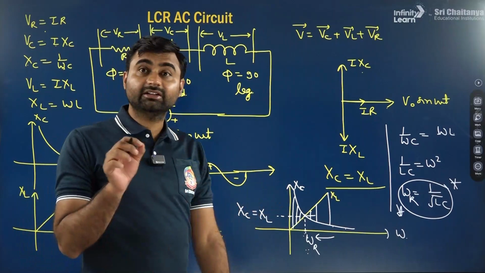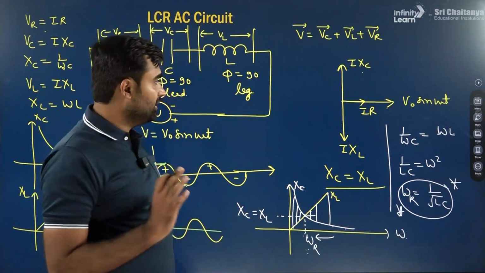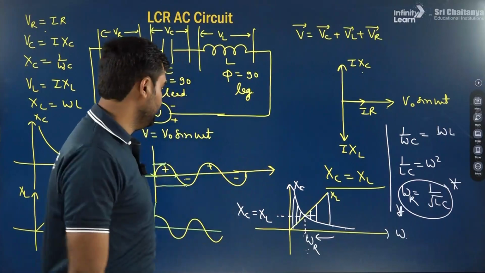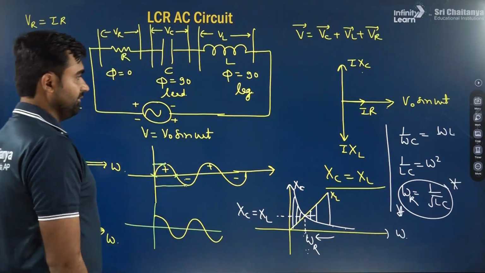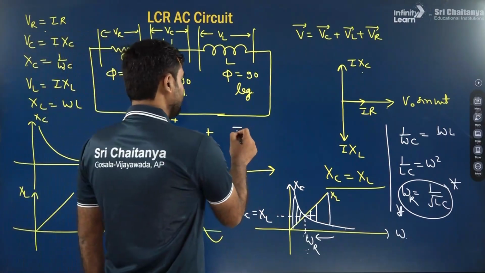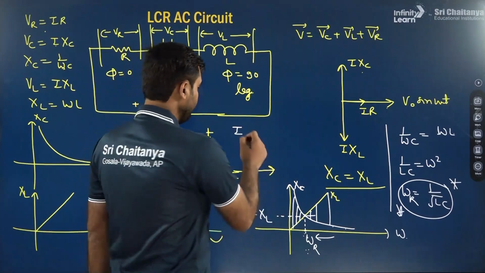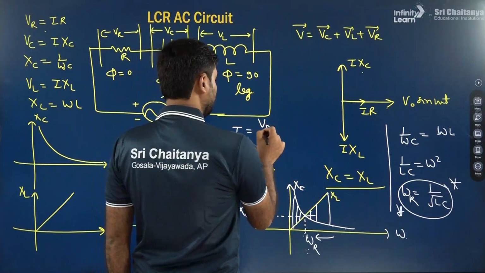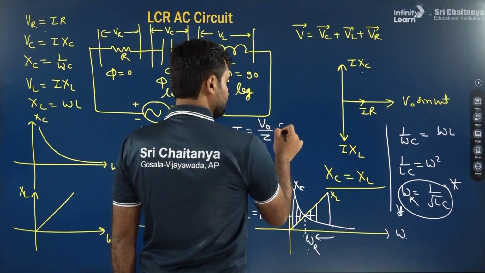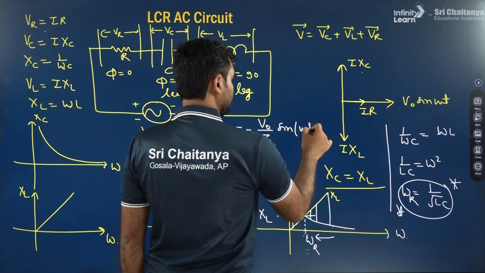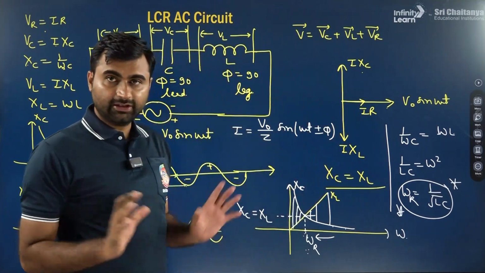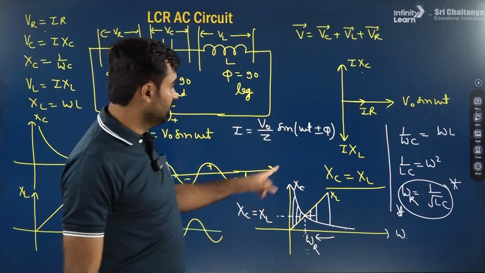Now, if it increases, then what will it impact? It will impact net current. So ultimately what you have to remember is the current equation. So what is the current equation? Finally, this is the current equation you have to remember: I equals V naught by Z sine of omega t plus or minus phi. This is the net final current equation.